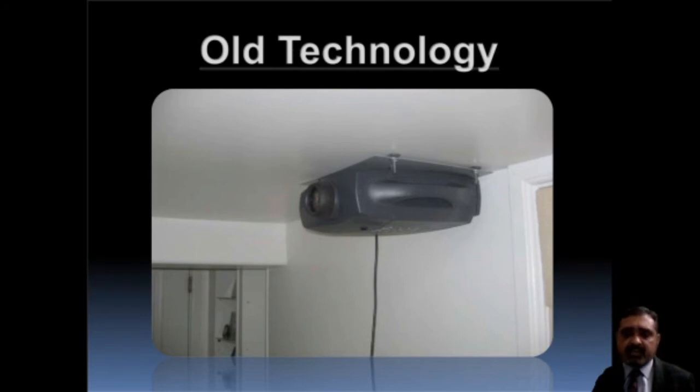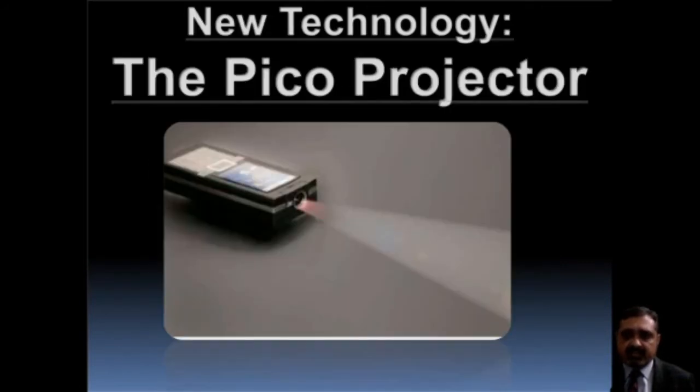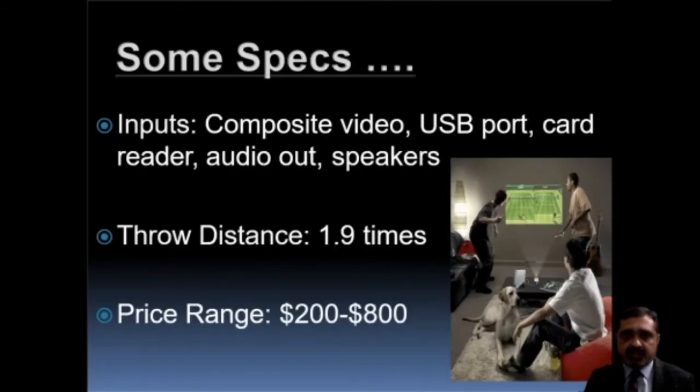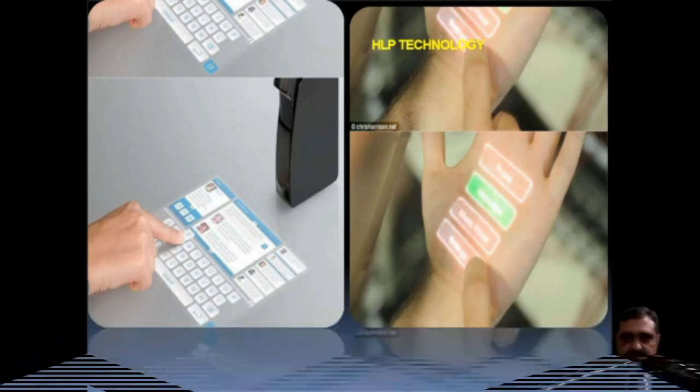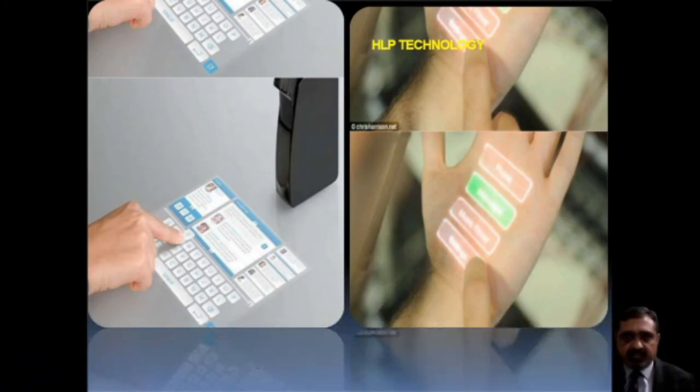There are some old technologies, and the new technology. This is a Pico projector. Some specifications: inputs, composite video, USB ports, card readers, audio out, speakers, throw distance 1.9 times, price range $200 to $800. With this technology, we can throw an image on our hand or on any table, and we can operate from here.